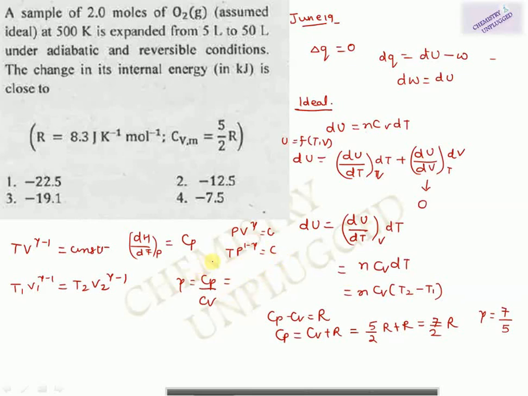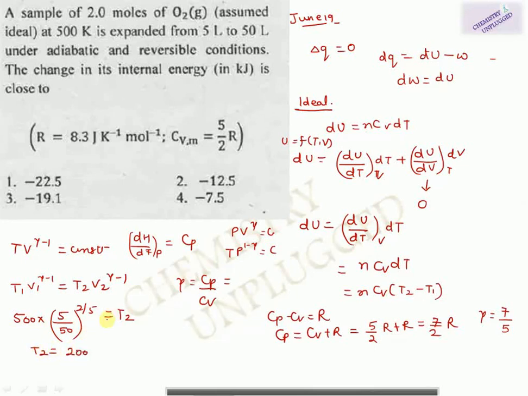Next, let's come back to this question. So gamma is equal to Cp over Cv, and it is equal to 7 by 5, and we have T1 here as 500, V1 is 5 liter, and V2 is 50. Gamma minus 1, 7 by 5 minus 1, is equal to 2 by 5, and it is equal to T2. So when you solve this equation, you will get T2 is equal to 200.